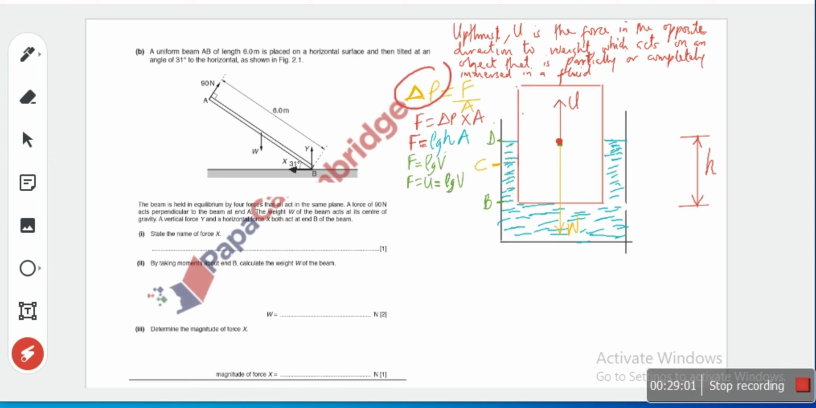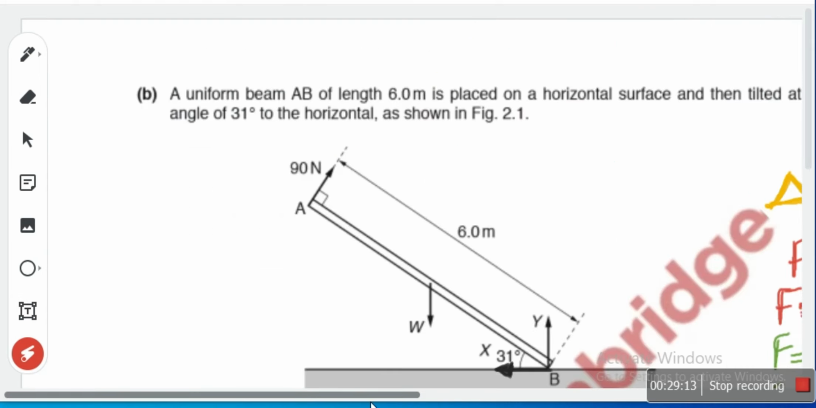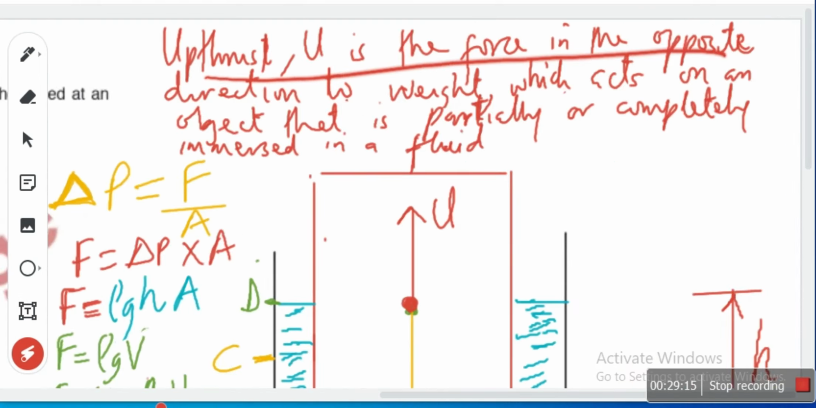And that difference in pressure is force over area. The force is pressure times area. That force acts upward to oppose weight, and that's what we call upthrust: the force in the opposite direction to weight, which acts on an object that is partially or completely immersed in a fluid.